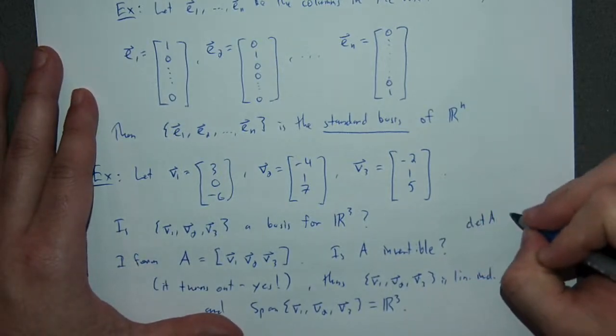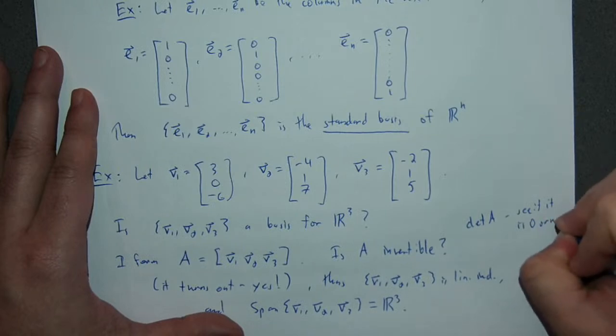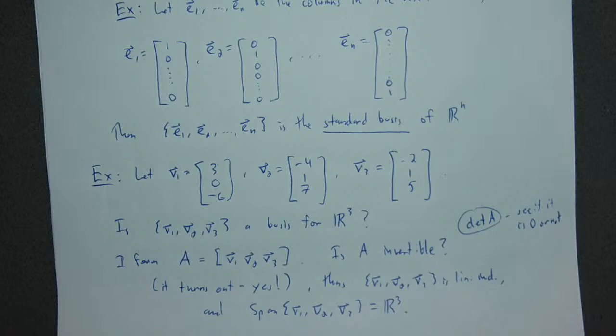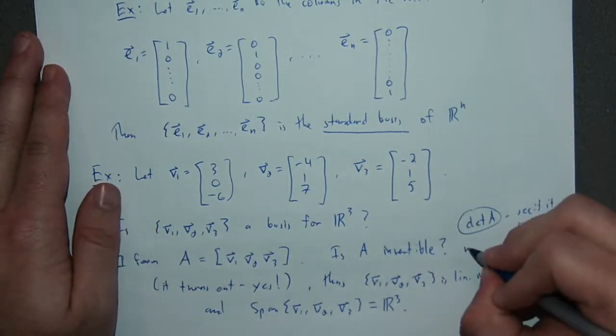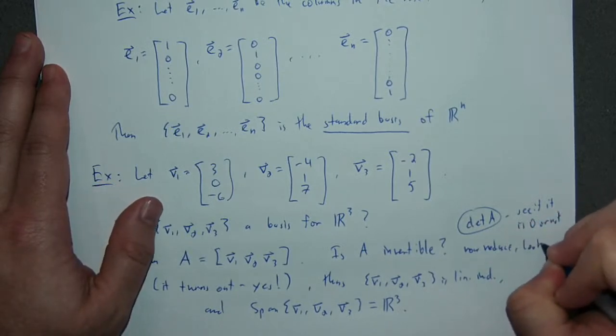See if it is 0 or not. That's one thing you could do. What's something else you could do? You can perform row operations on it to see how many pivot positions it has. So in fact, 2 row operations, I believe 2 row replacements, show that it has 3 pivot positions. So you could also row reduce and look at pivots.